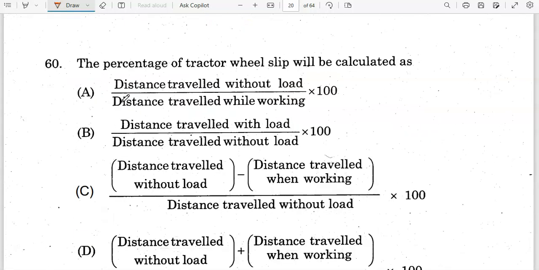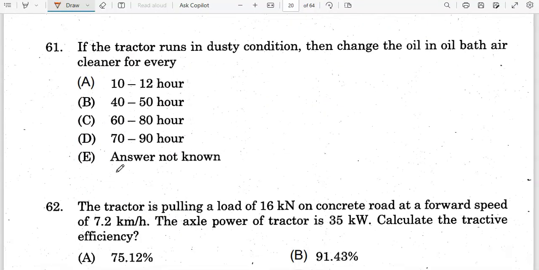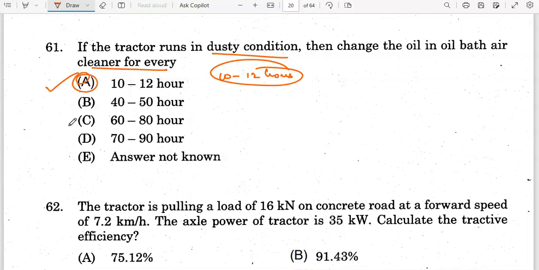Next question. The percentage of the tractor wheel slip will be calculated as. So percentage of the wheel slip is distance traveled without load minus distance traveled when working, divided by distance traveled without load. It is said to be wheel slip. So option C is the correct answer. Next question. If the tractor runs in a dusty condition, then they change the oil in bath air cleaner for every 10 to 12 hours. So even when running in dusty condition, we want to change the oil bath every 10 to 12 hours. Option A is the correct answer.